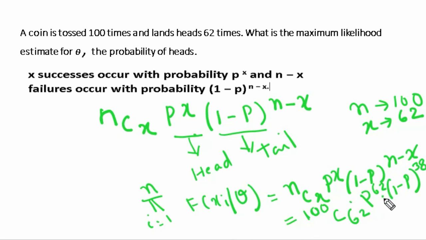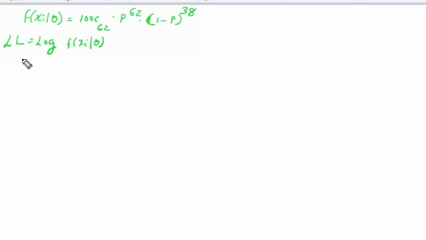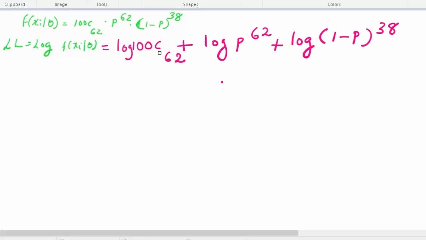Now these all are multiplications. In MLE, the next thing you have to do is find the log likelihood of this function. For the time being, I am representing log likelihood as LL, which is equal to log of f of xi given theta. To find the log likelihood, we apply log on both sides. It will be written as log 100C62. Whenever you apply log, the multiplication is converted into addition, so we write plus here: plus log p raised to 62 plus log (1 minus p) raised to 38. So we have converted all the multiplication into addition.